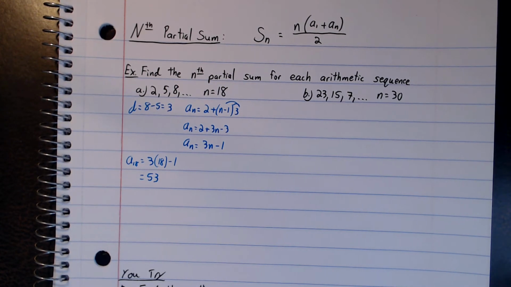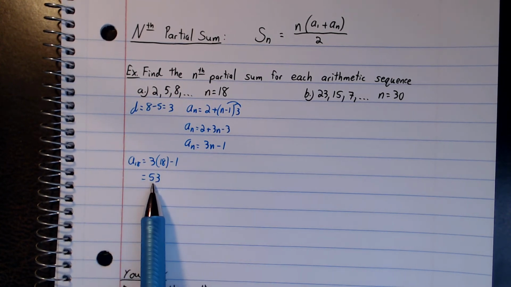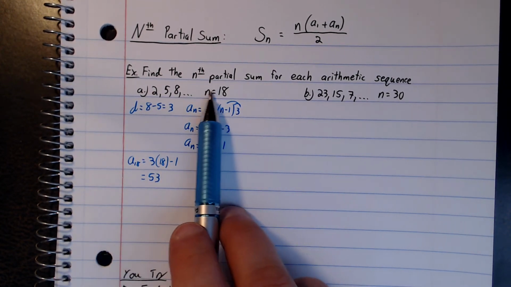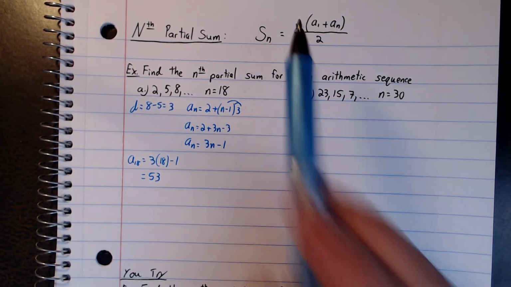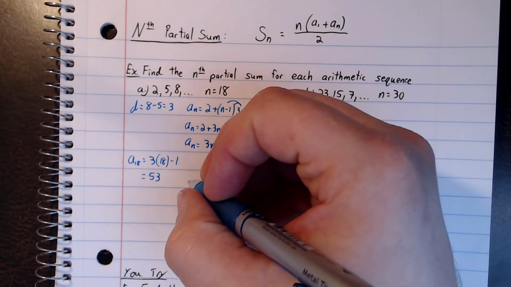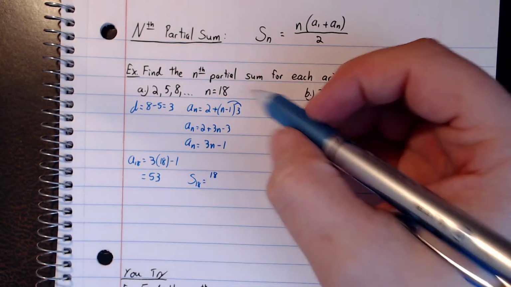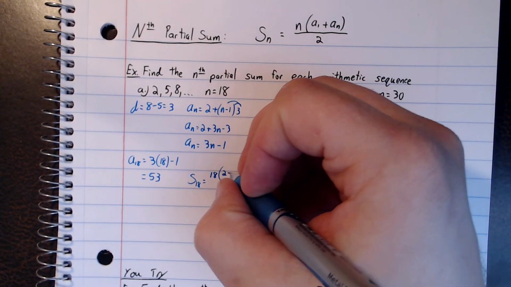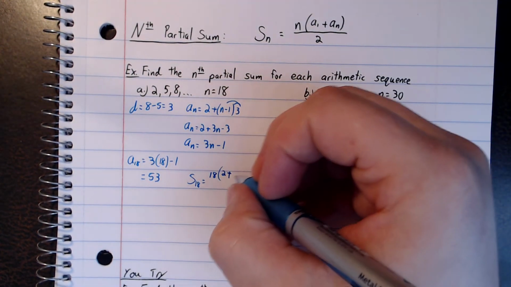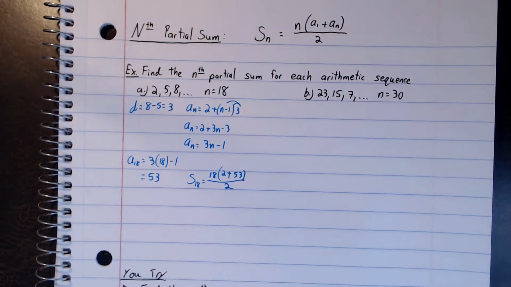Okay, so now we have the first term, we have the last term, and we know how many things we're adding together. We're adding together 18 of them. So we're going to plug into this formula. We're going to do 18 times 2 plus our 18th term, which is 53, divided by 2.